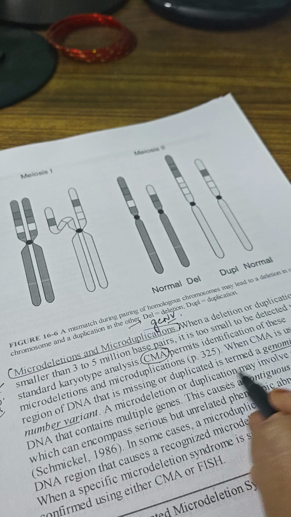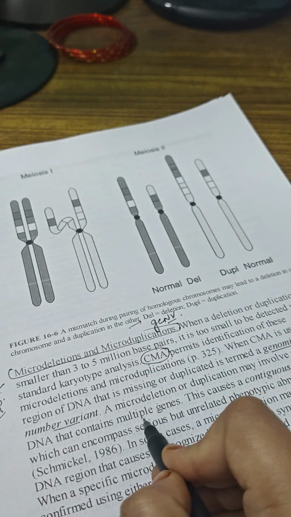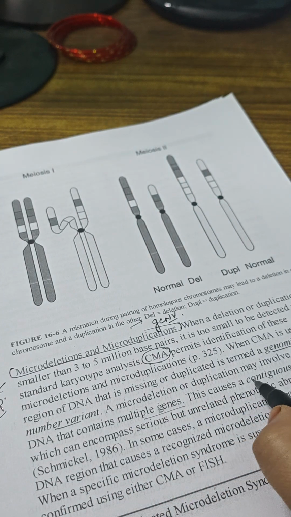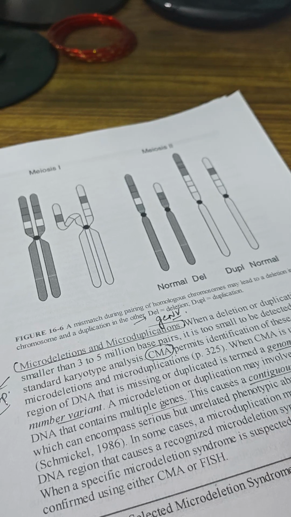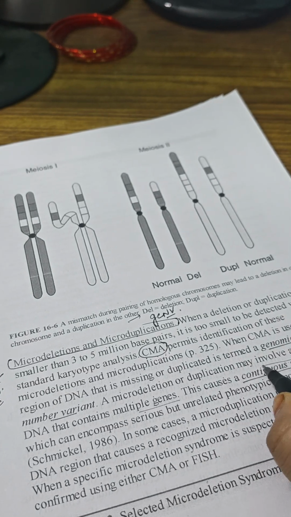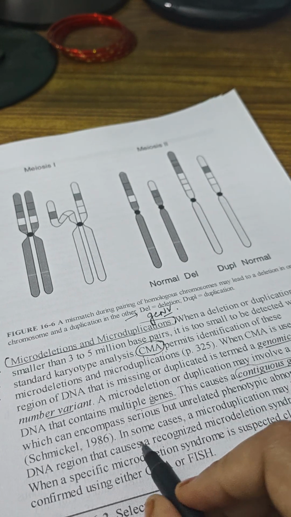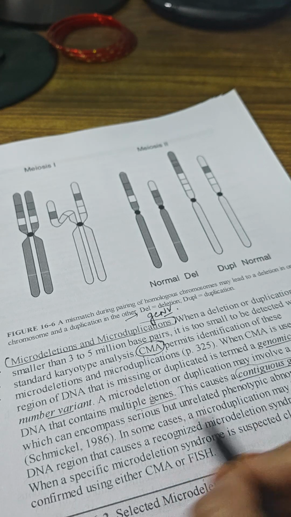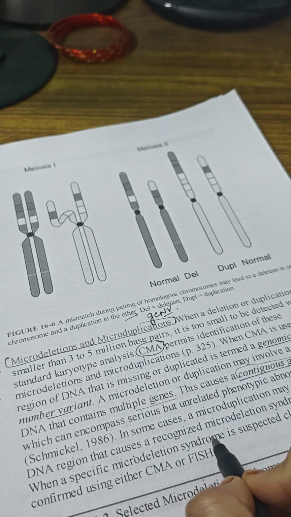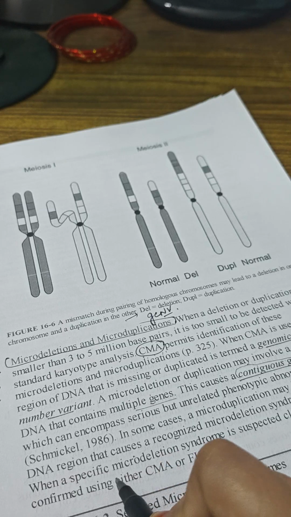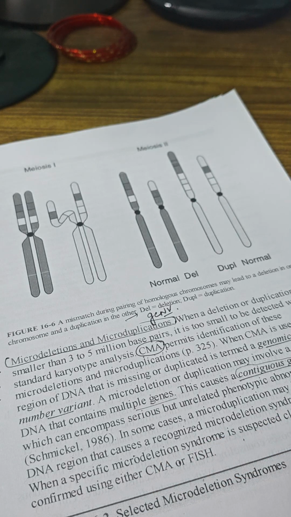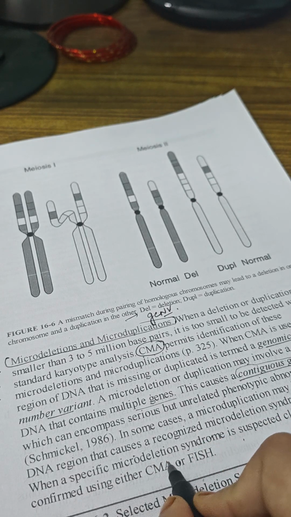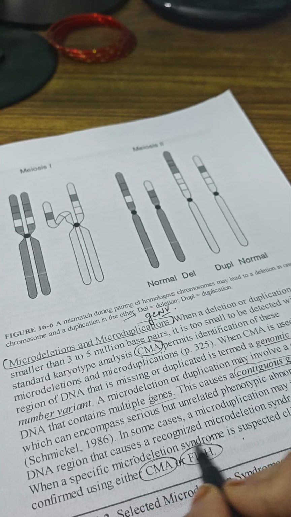A microdeletion or duplication may involve a stretch of DNA that contains multiple genes. This causes contiguous gene syndrome, which encompasses serious but unrelated phenotypic abnormalities. In some cases, a microdeletion may involve the exact DNA region that causes a recognized microdeletion syndrome. When a specific microdeletion syndrome is suspected clinically, then we can confirm this either by using CMA or FISH.